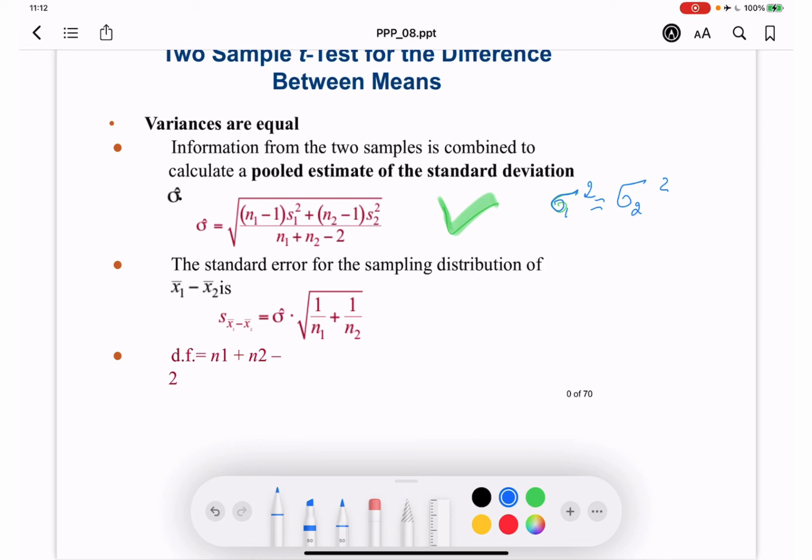Second one, the standard error for the sampling distribution where sigma 1 is not equal to sigma 2. That's when we use this formula, and we are going to use n1 plus n2 minus 2 for the degrees of freedom. Why do we do n1 plus n2 minus 2? Because we use n1 minus 1 degrees of freedom, and then we use n2 minus 1 degrees of freedom. You get n1 plus n2 minus 2, right?